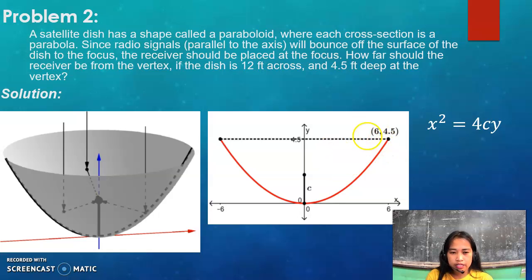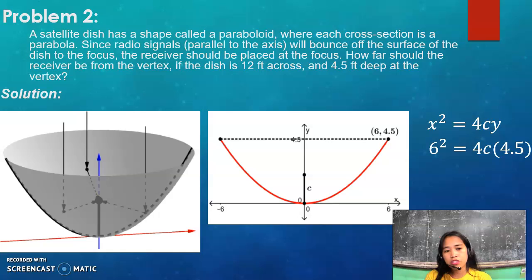So asa gikan ang 6? Okay. Notice that ang length sa parabola is 12 feet across. So since ato siya gi-divide, so 6 sa right and negative 6 sa left. So we have the coordinates here, (6, 4.5). So asa man gikan ang 4.5? It is stated in the problem that the dish is 4.5 feet deep at the vertex. So we will utilize the point to find the value of c.